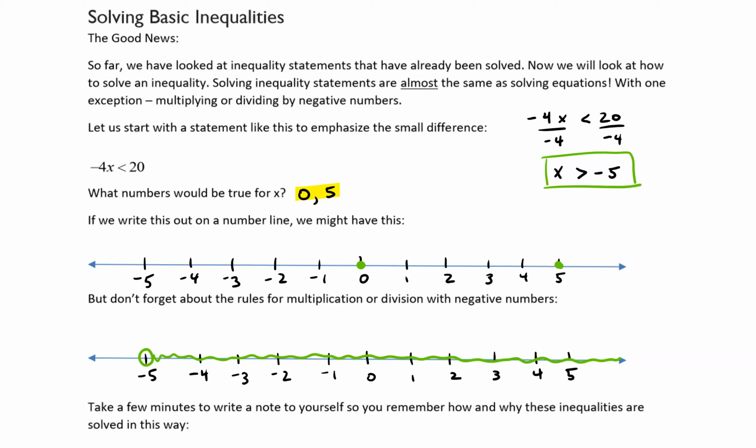So go ahead and take a few minutes to write a note to yourself so you remember how and why these inequalities are solved in this way in the space below.